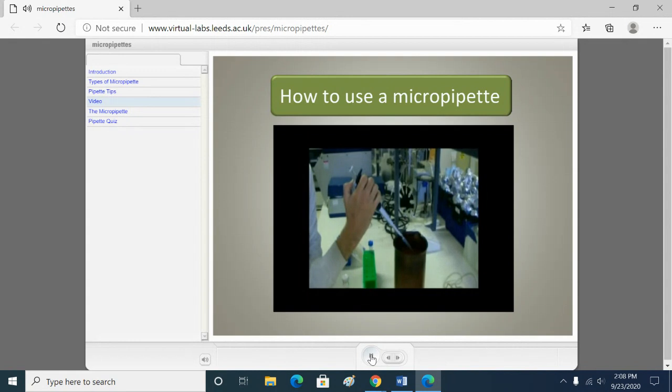All tips must be disposed of appropriately, in this case into a discard jar. A firm press on the tip ejector button releases the tip.